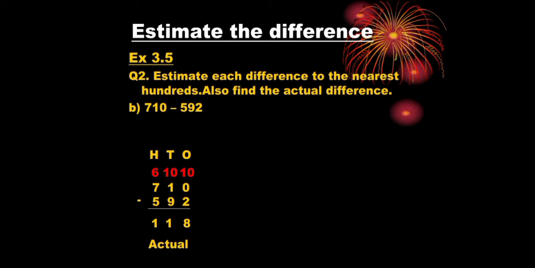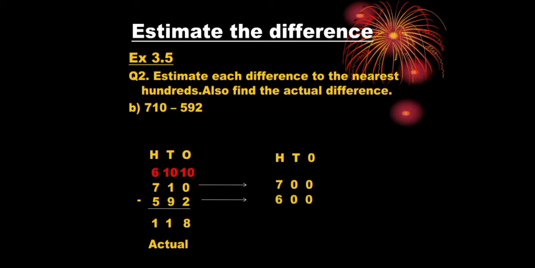Now we will find out the estimated difference. For that we have to find the estimated value. So what estimated value will be of 710? Here at tens place we have 1 which is less than 5. So what we will do? My estimated value will be 700.